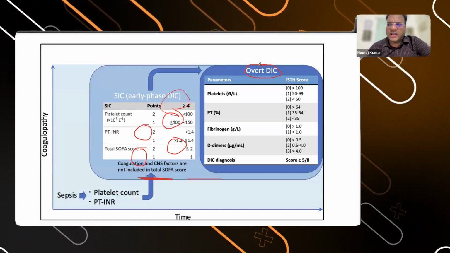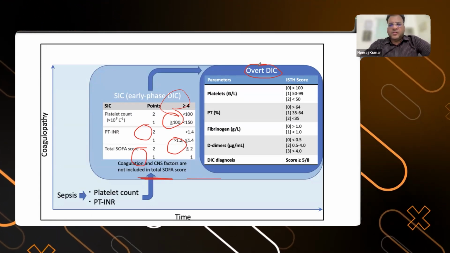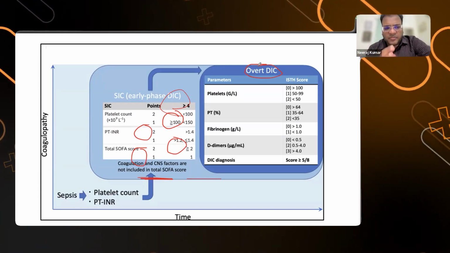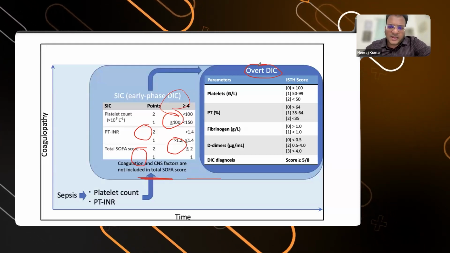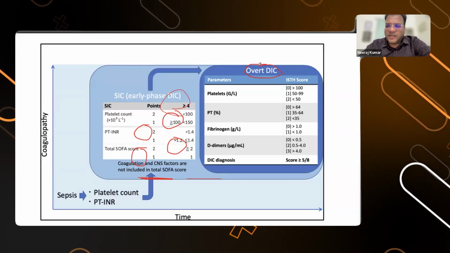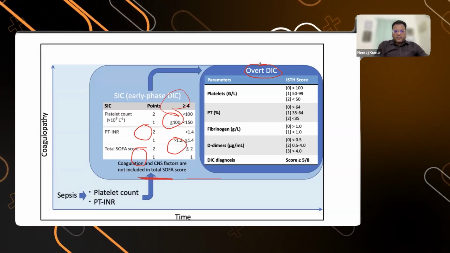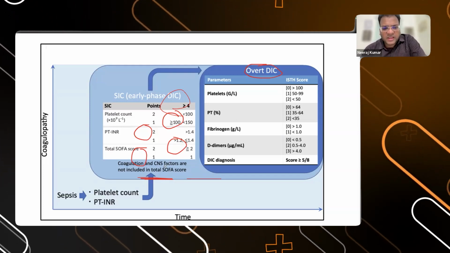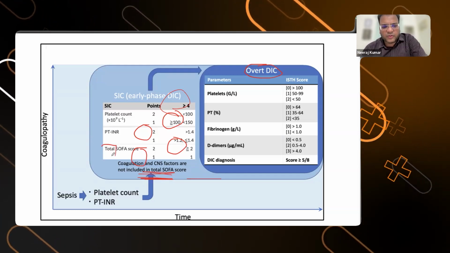If your score is more than or equal to 5, you can label it as overt DIC. If it is less than 5, it is early DIC, that is, sepsis-induced coagulopathy. This is the early phase of DIC, and then there is the overt phase of DIC. In the early phase, you will calculate the SOFA score as well, to see whether the SOFA score is there or not. But coagulation and CNS factors are not included in the total SOFA score here. Okay.